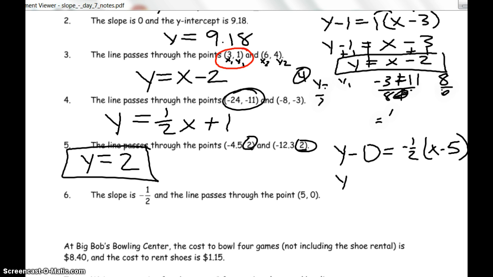So we'll get y minus 0, which is not necessary for us. So y equals negative 1/2 x. And then we have to distribute the negative 1/2 to our negative 5. So we're multiplying negative 1/2 times negative 5 over 1. To do that, we simply multiply straight across. Negative times a negative gives us a positive 5/2.